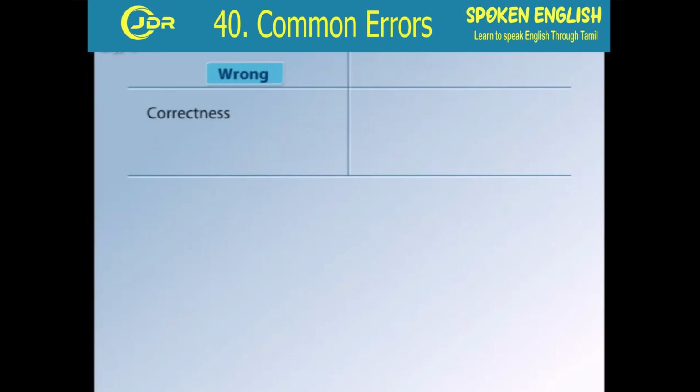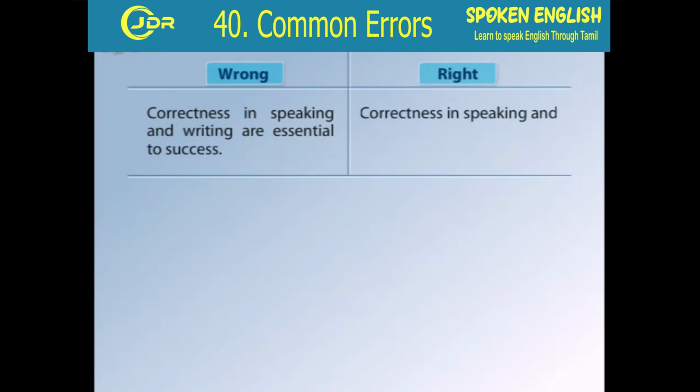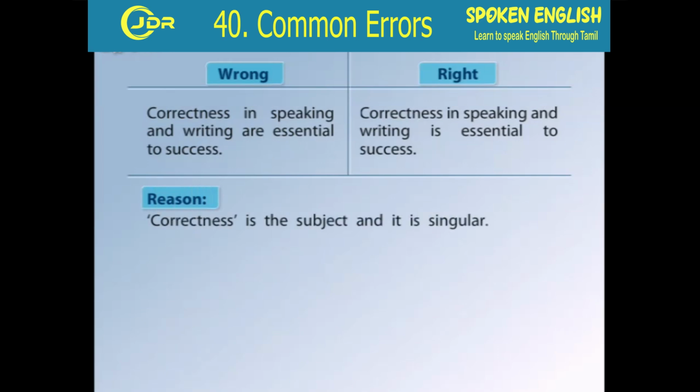Wrong. Correctness in speaking and writing are essential to success. Right. Correctness in speaking and writing is essential to success. Reason: correctness is the subject and it is singular, so verb should be singular.